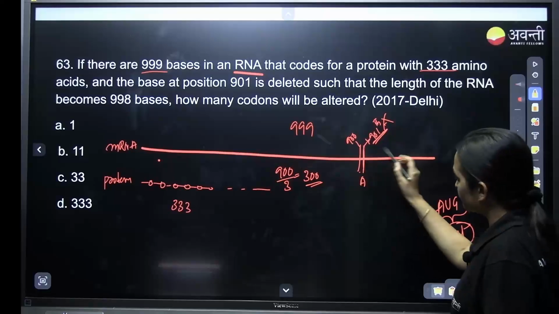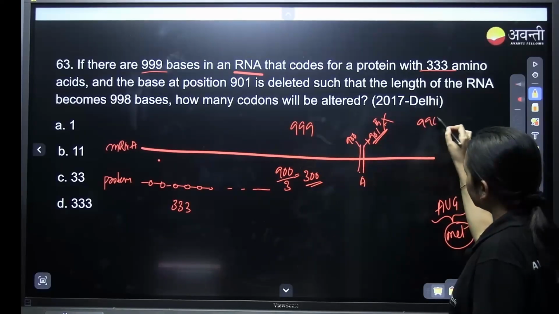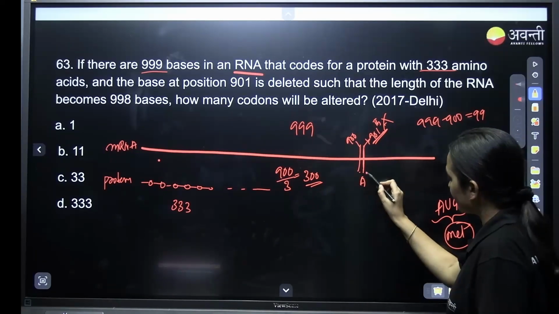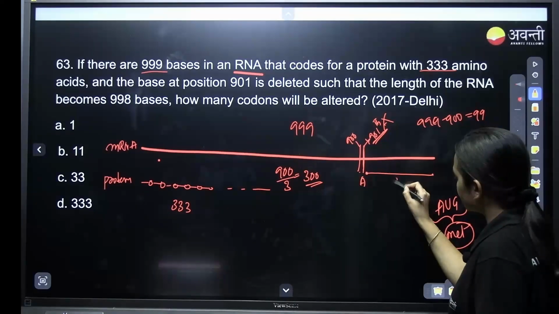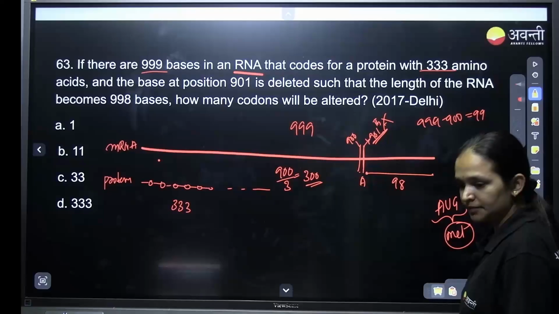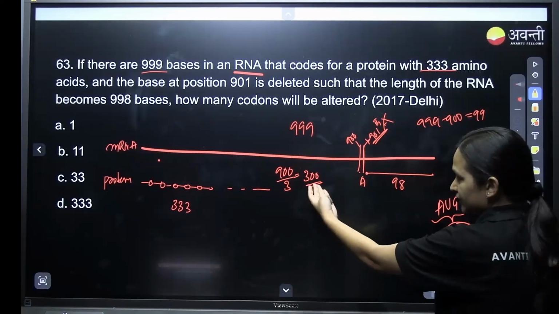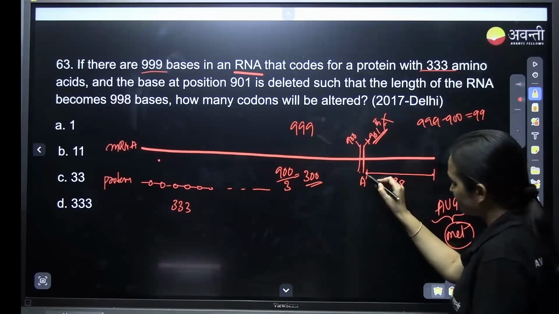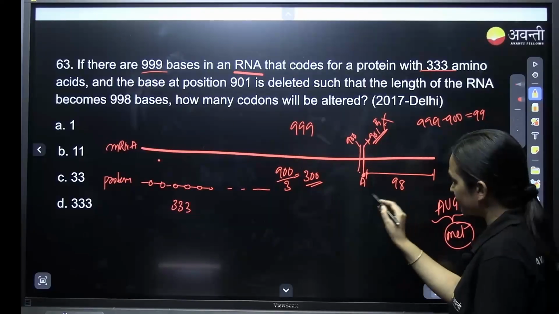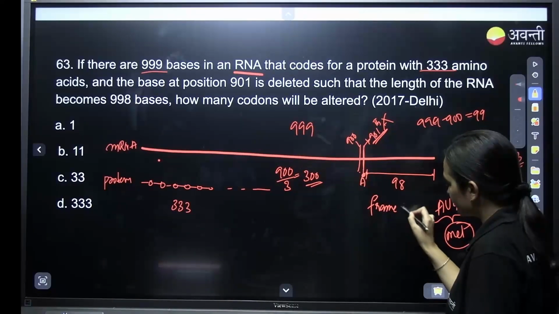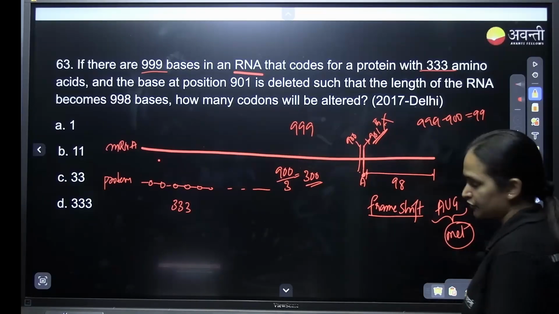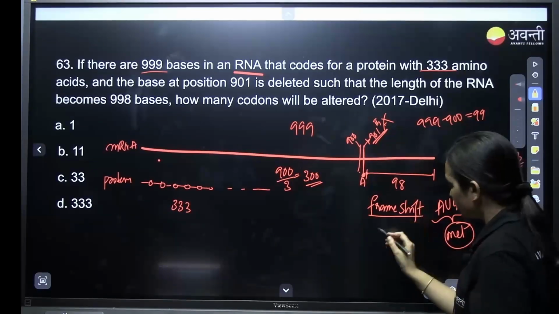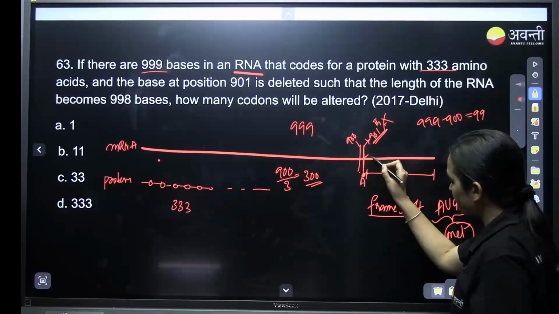Now 901 is deleted. So 999 minus 900, which is 99 bases, were present here previously. Now one got deleted, so it is now 98. You will get the answer anyway from 333 minus 300, but for explanation purposes, 98. If the first base only got deleted, a frame shift mutation happens. The frame has got shifted.